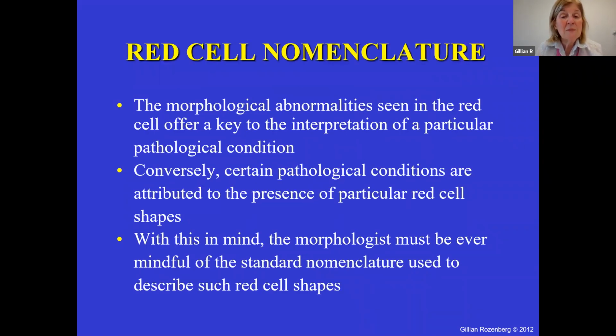So the morphological abnormalities seen in the red cell offer a key to the interpretation of a particular pathological condition. Conversely, certain pathological conditions are attributed to the presence of particular red cell shapes. With this in mind, the morphologist must be ever mindful of the standard nomenclature used to describe such red cell shapes.